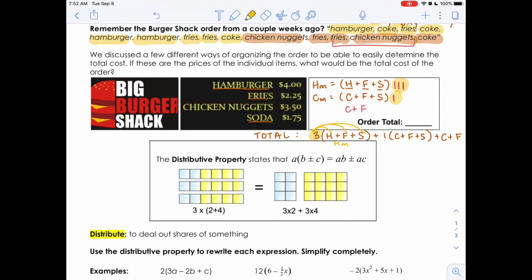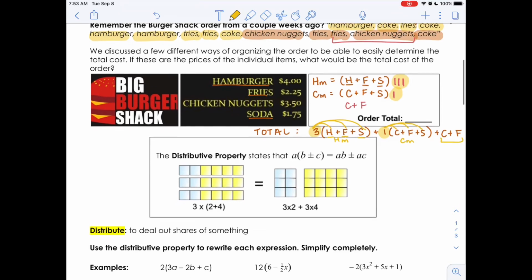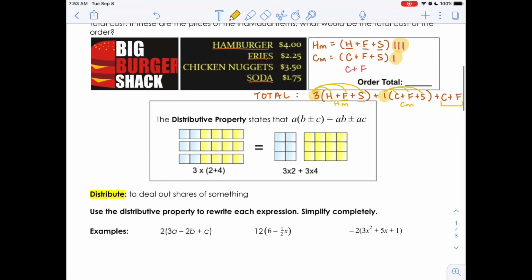Same over here. If I have 1 chicken meal, I should also have 1 chicken, 1 fry, and 1 soda for whoever ordered this chicken meal. And then I should just have a chicken and a fry left over. But I want to point out this idea here that if I have 3 meals, like I do with the burgers, that means I should have 3 hamburgers, 3 fries, and 3 sodas with those 3 meals. And so that brings us to the idea we're going to be talking about today, which is the distributive property.